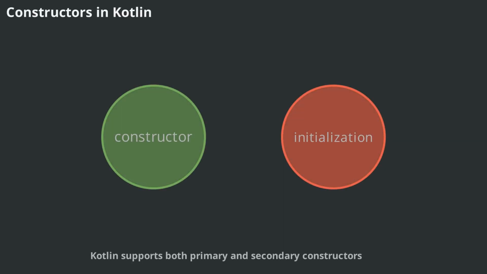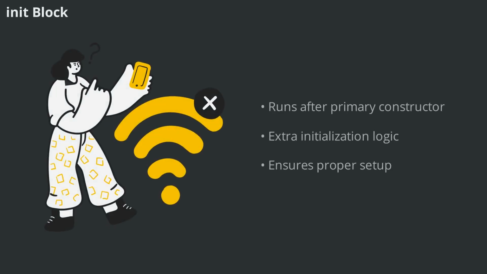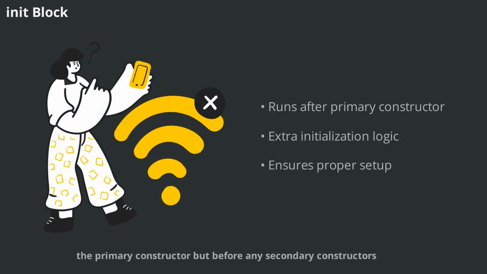Kotlin supports both primary and secondary constructors. The primary constructor is declared in the class header and is the main initializer. Secondary constructors are declared with the constructor keyword inside the class and must delegate to the primary constructor. This structure gives you flexibility in object creation and initialization. The init block in Kotlin runs after the primary constructor, but before any secondary constructors. It's used for extra initialization logic, such as setting up properties or printing debug information. This ensures your objects are properly initialized before use.